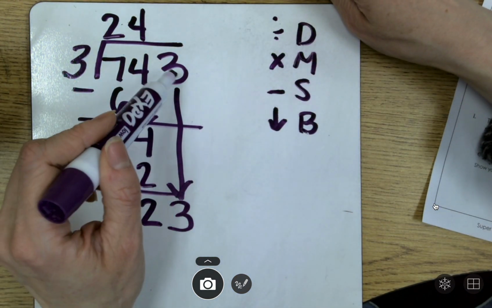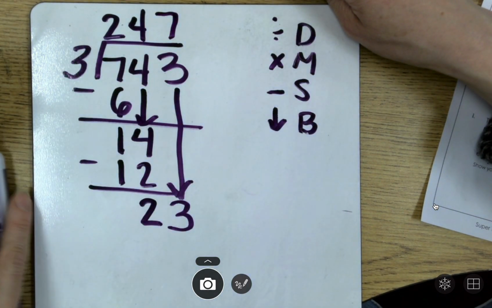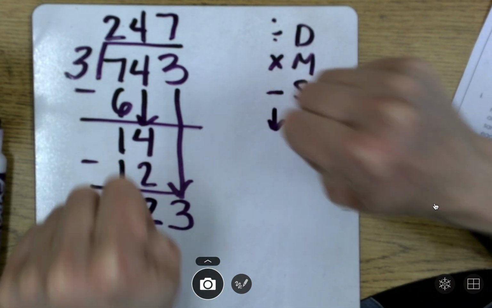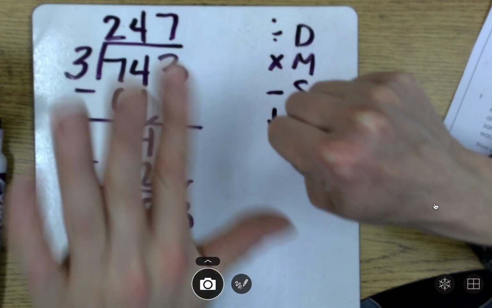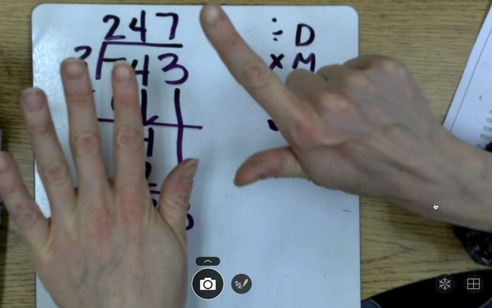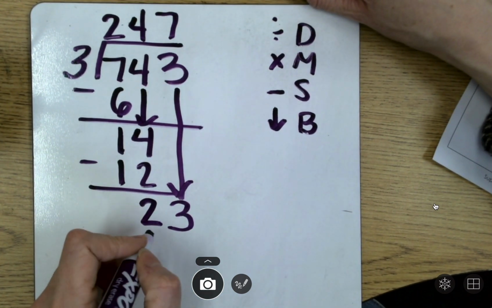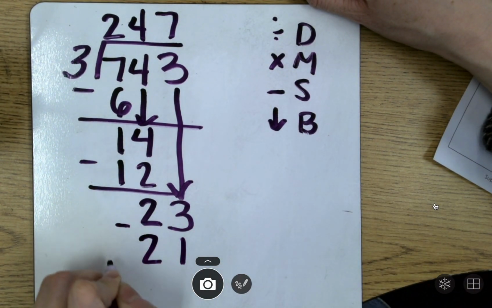7. We're going to put the 7 over the 3. And then we're going to multiply. 3 times 7. 3, 6, 9, 12, 15, 18, 21. 21. Under the 23. And then subtract.